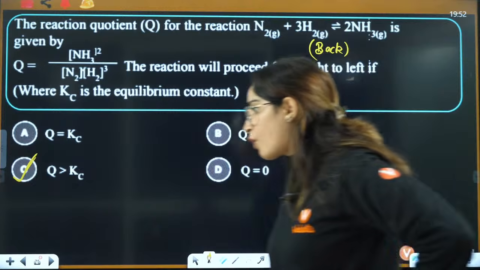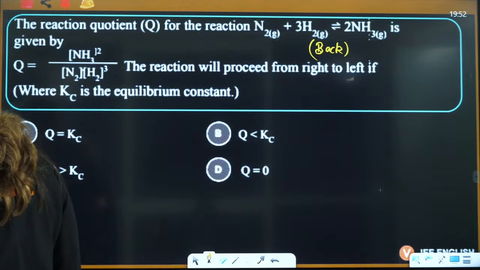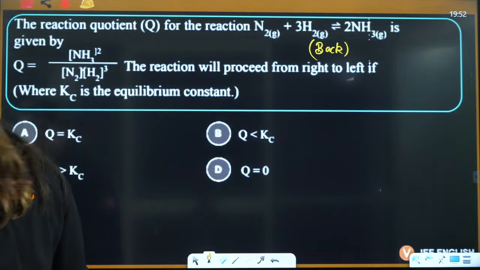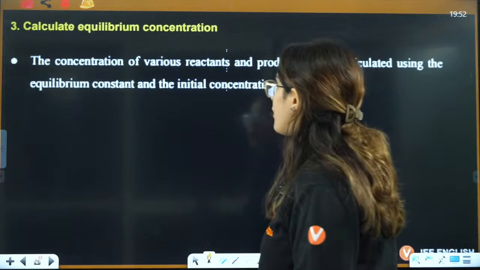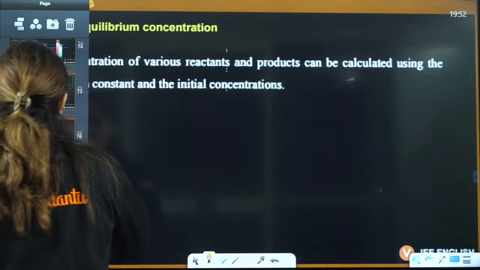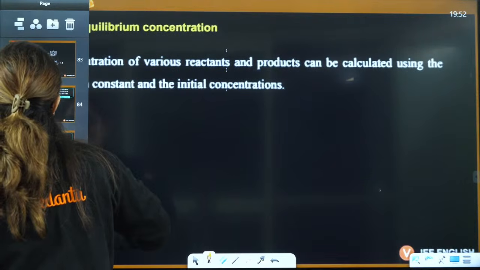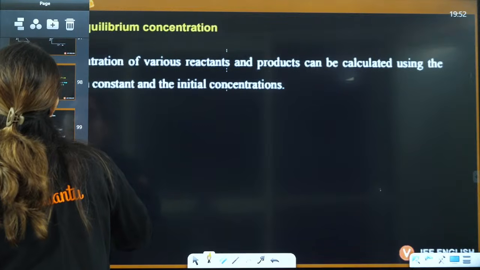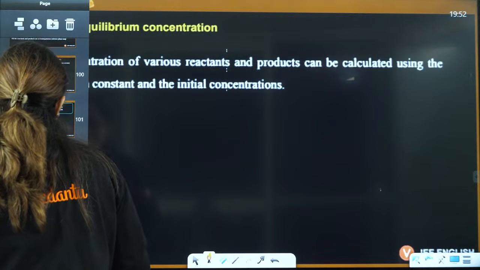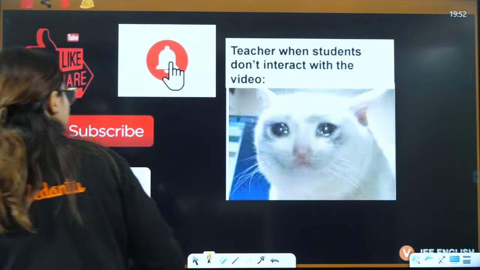Is that clear, everyone? Now the rest of the things we'll do in the next class, because I want you to compare it with the degree of dissociation and everything as well.